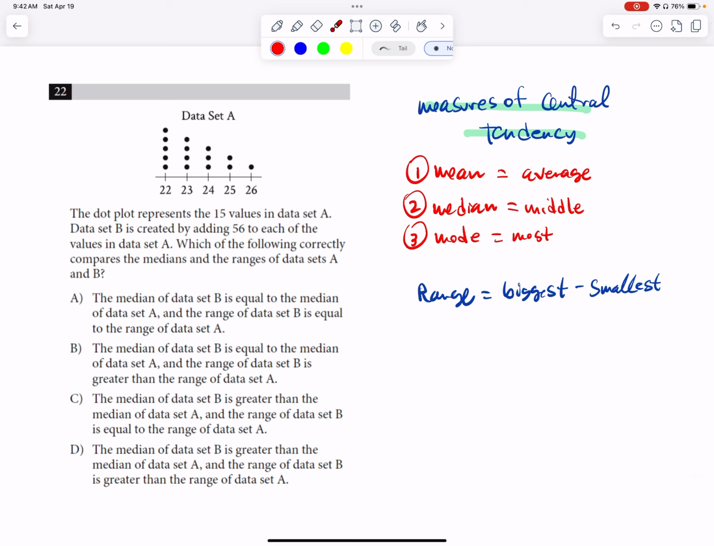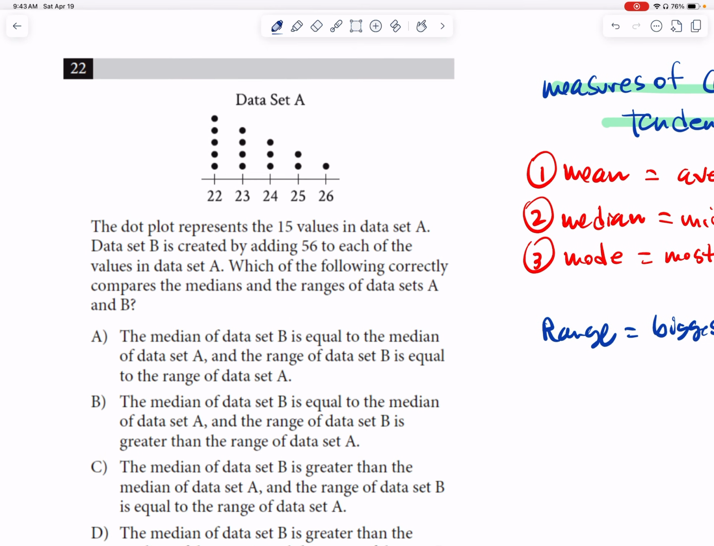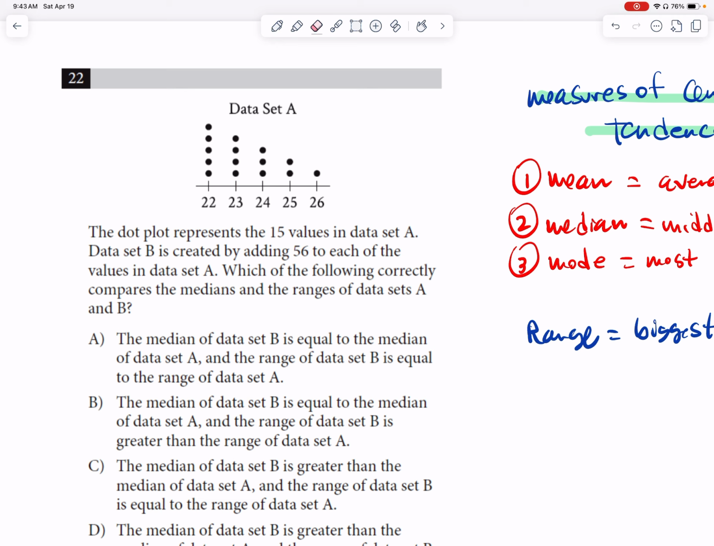Okay, so now we have all of this summary out of the way. Now let's take a look at what it's actually asking us to do. What it's asking us to do is basically compare the medians of the 2 data sets and the ranges of the 2 data sets. So whenever you have an odd number, the median's very easy to get because it's just the middle number. 15 divided by 2 is 7.5. So I should have 7 data points on one side and 7 data points on the other side, meaning that the eighth one should be the median.